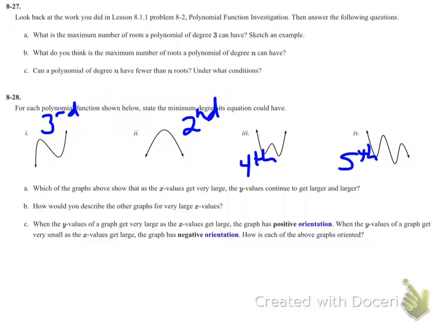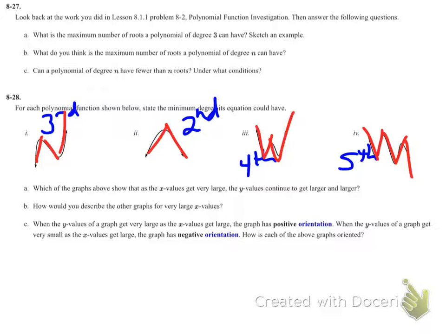Both of the classes when we did lesson 8.1.1 talked about how many times your direction changes as your degree goes up. So 1, 2, 3, 1, 2, 1, 2, 3, 4, and 1, 2, 3, 4, 5. That's how we're getting those.